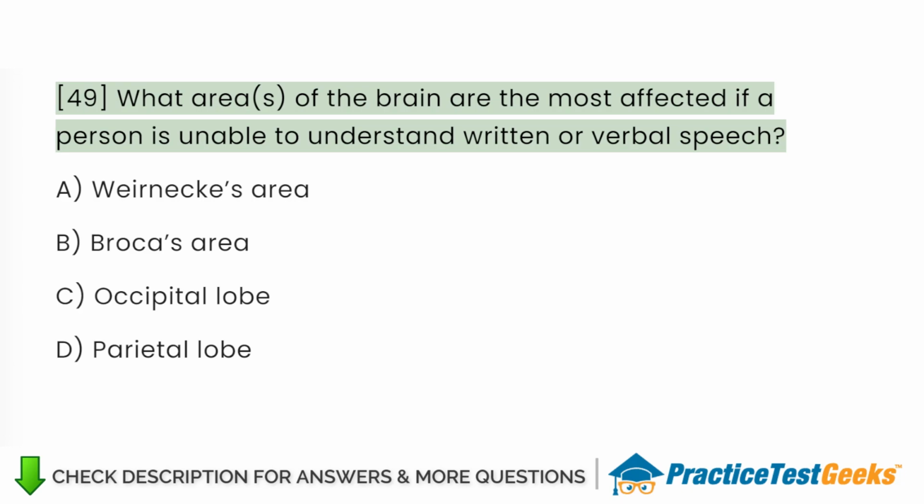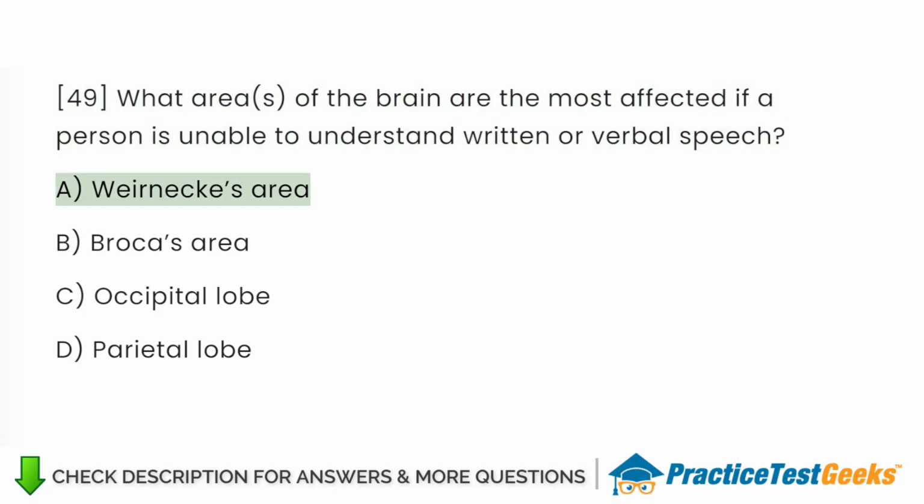What areas of the brain are the most affected if a person is unable to understand written or verbal speech? A. Wernicke's area. B. Broca's area. C. Occipital lobe. D. Parietal lobe.